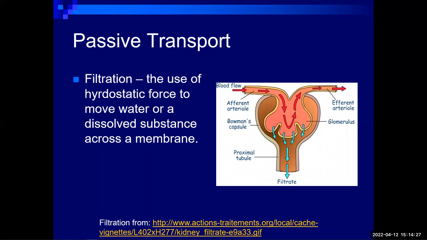Passive transport, filtration. Where would you find this structure located? Which organ? Very good. Yes, it does occur in the kidneys. All right.